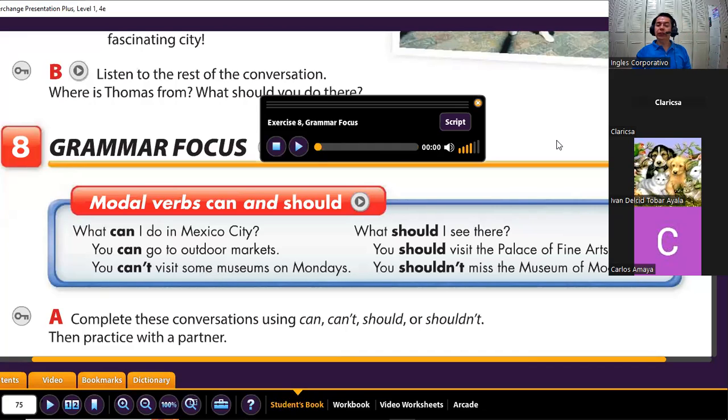Okay, so this is the structure, right? Notice that we can make a question. We can make a yes/no question, for example. Should I go to the doctor? Yes, you should. Should I play chess? Ajedrez, right? Yeah, you should. Should I drink petrol? No, you shouldn't. Okay. Oh, sorry, excuse me. Look.